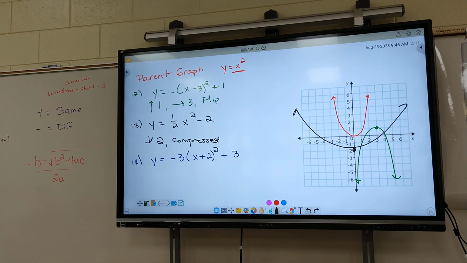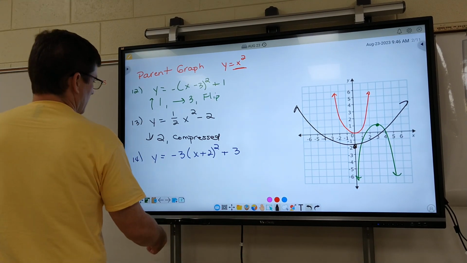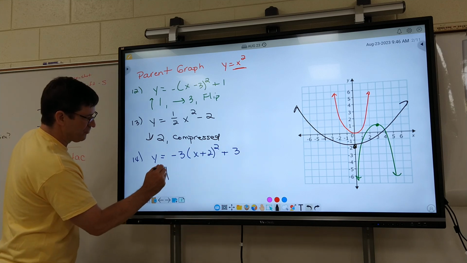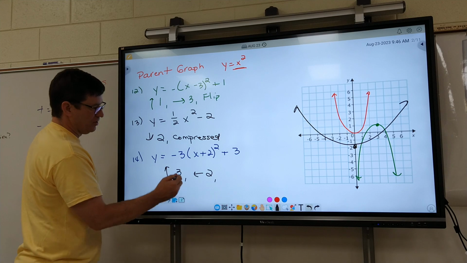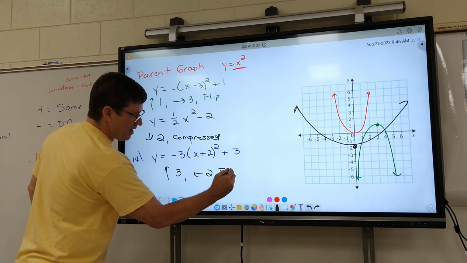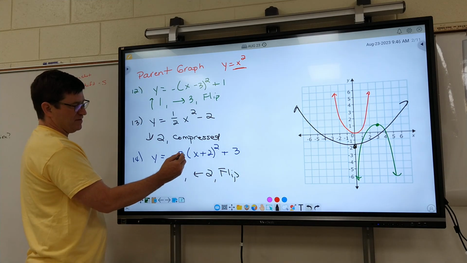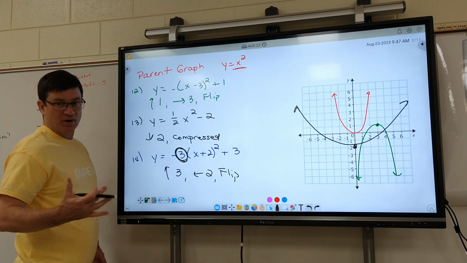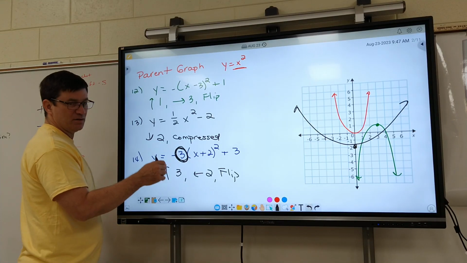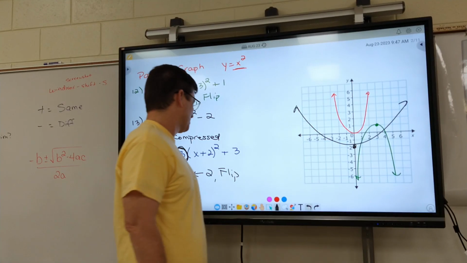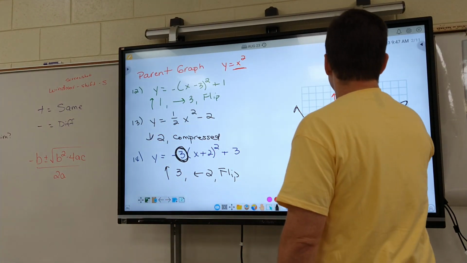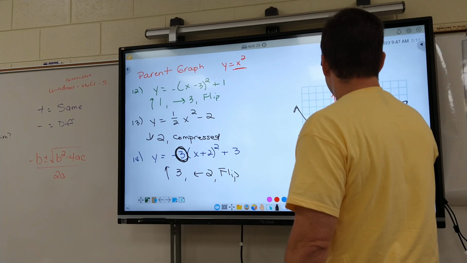All right, so these first three should be really easy. Now we start in the back. That's up three, because it was plus three. Left two. Now look, you have to flip it, because you have a negative. But if it has an integer, a regular number, you're going to stretch it, make it skinny. Fractions make it fat. Integers make it skinny. So up three, left two, and I make it skinny.